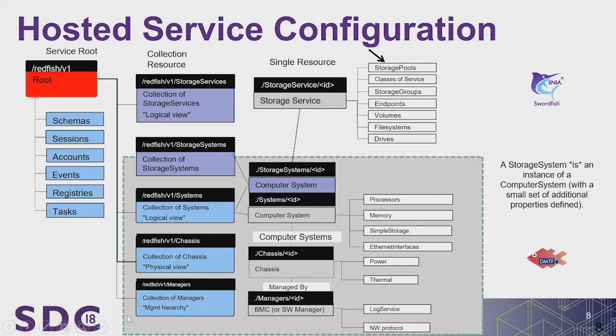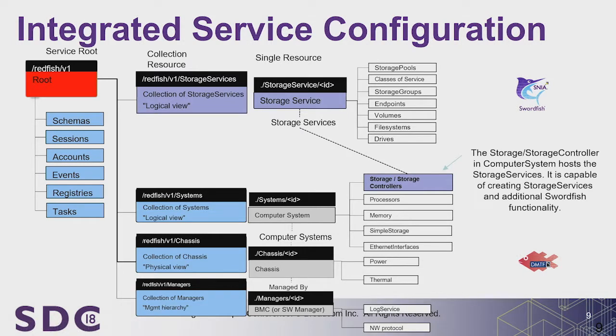So that's pretty much what that model looks like. We have a second model, and I'll talk about this one in more detail in the next session as well. We call it the integrated service configuration. This is for more of a direct attach configuration, if you have a RAID card that's instantiating a storage service. You don't instantiate off of the computer system itself. It's not the entire system that's instantiating. You just link the storage service off of the storage controller itself.